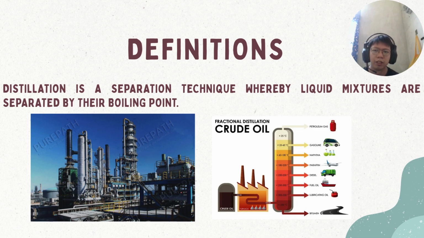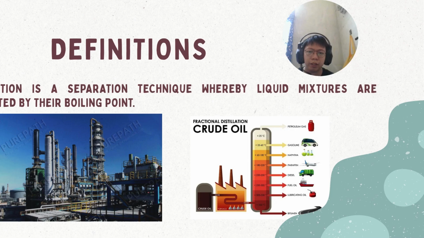Have you ever wondered how we can get petrol for our cars from thick and black crude oil? The answer is via distillation in the refinery. So, what is distillation? Distillation is a separation technique whereby liquid mixtures are separated by their boiling point.